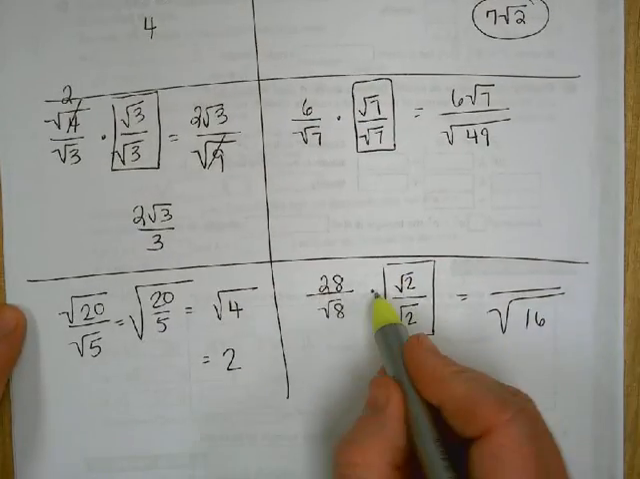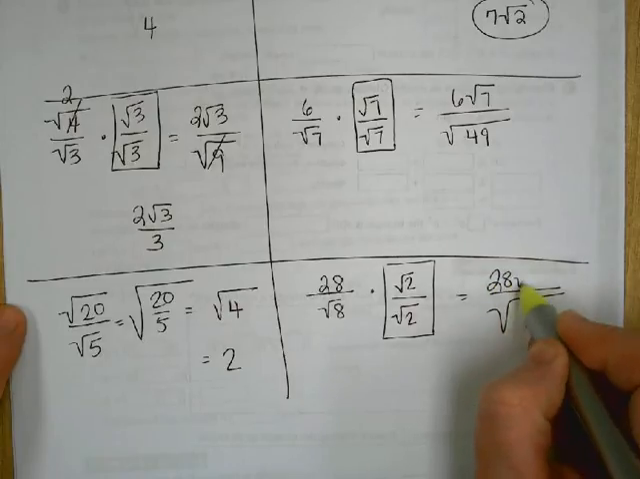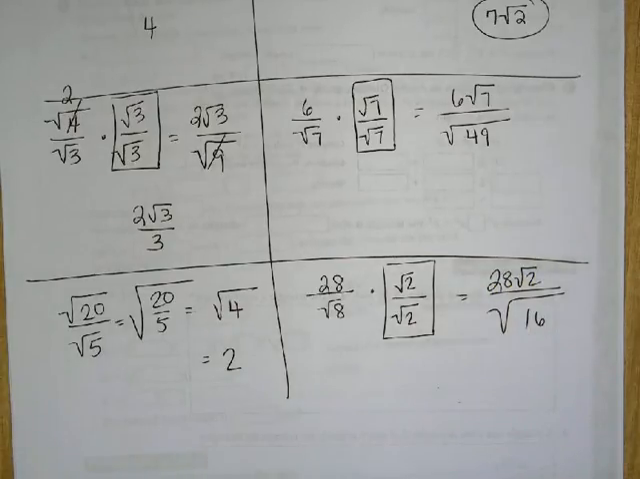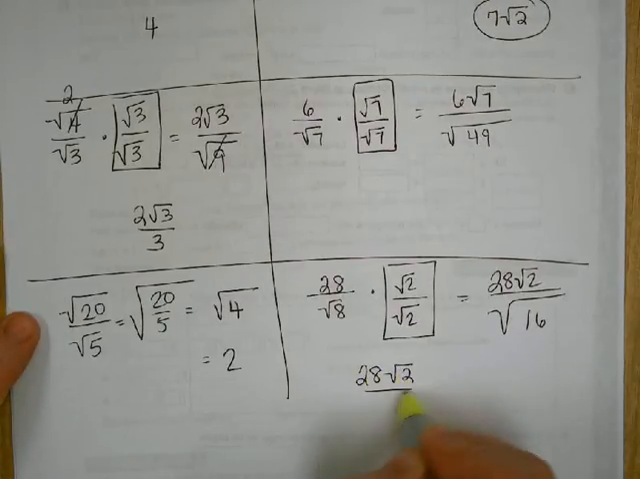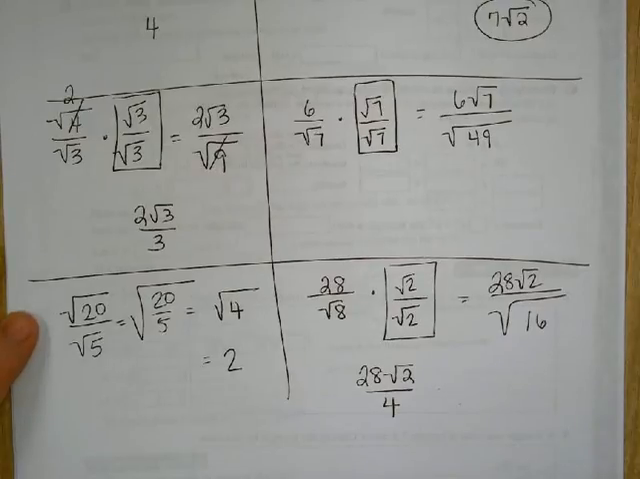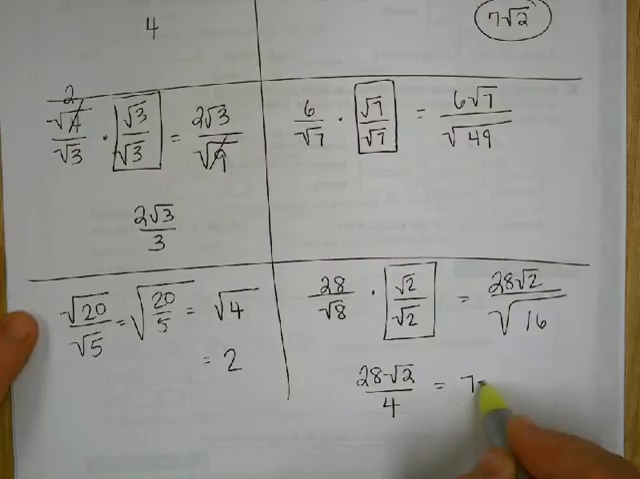So in the top, I'd have 28 square roots of 2. What's the answer to the one in the bottom? 4. So this is 28 square roots of 2 over 4. Does that simplify? 7 square roots of 2.